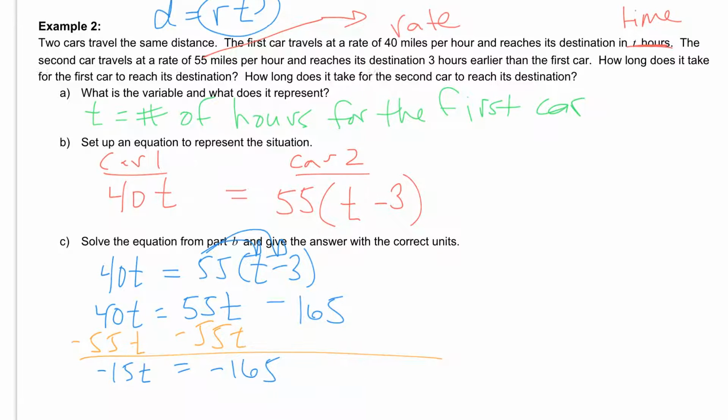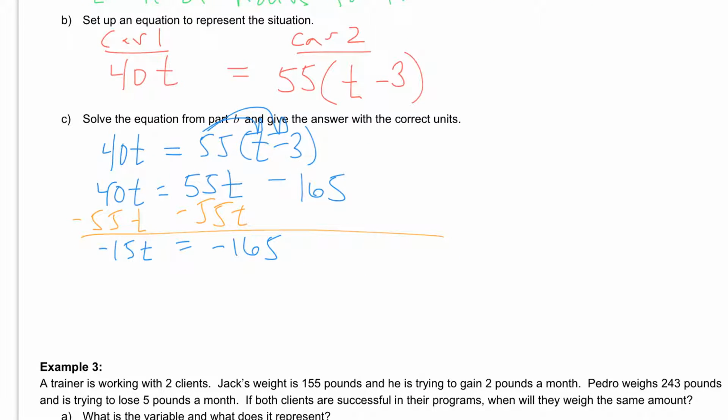Let's move this up a little bit. Then I need to divide. I'm going to divide this side by negative 15, and I'll divide this side by negative 15. And I get my answer that t is equal to 11. So I can say the first car took 11 hours.